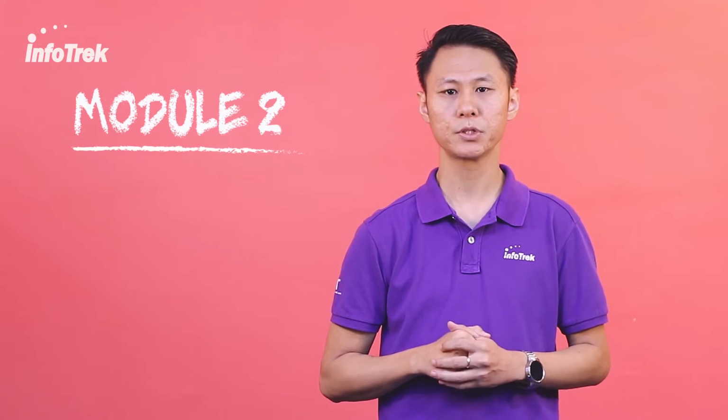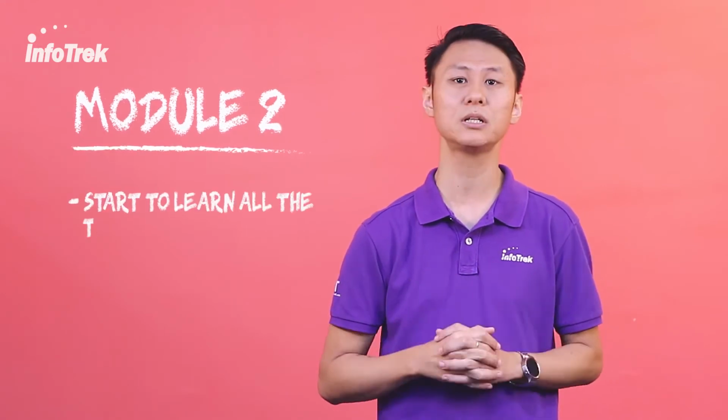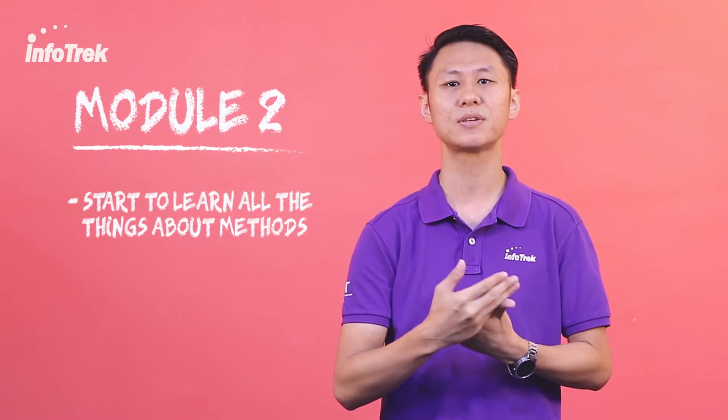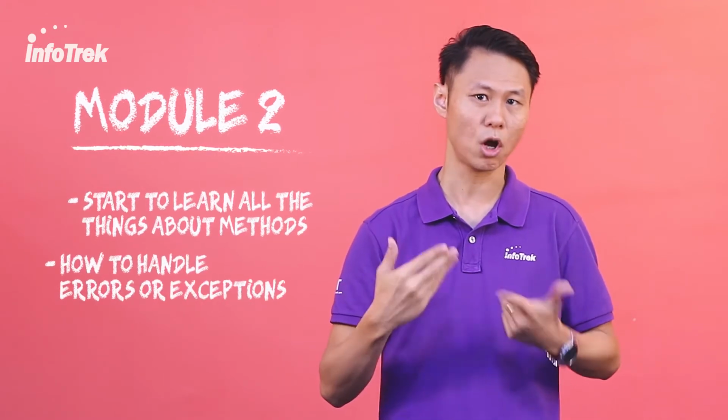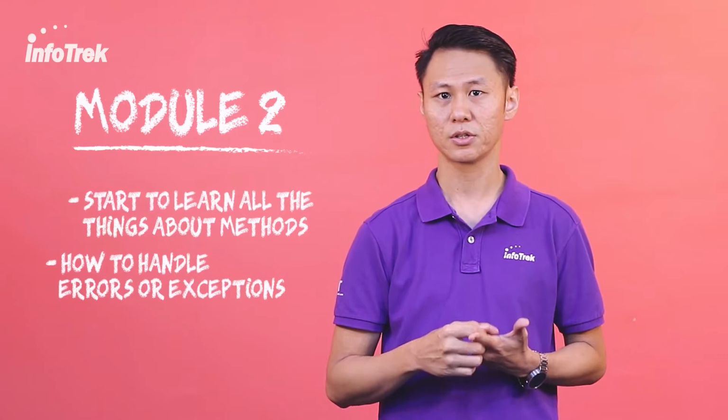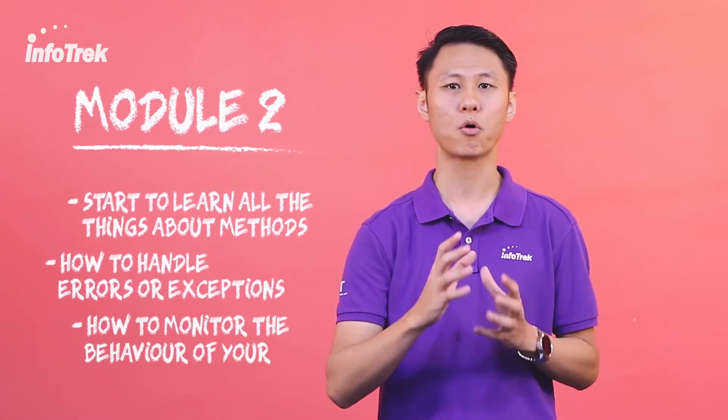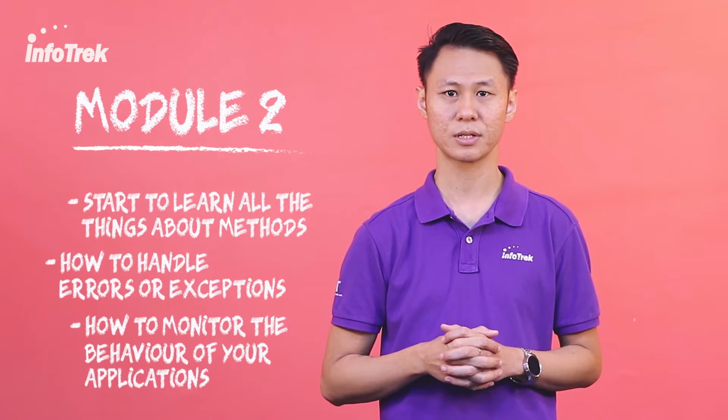Moving on to module 2, you will start out to learn to create methods and how to handle errors, which in .NET today we call exceptions. So handling exceptions, as well as how to monitor the behavior of your applications. In this course, you will learn part by part, starting from module 1, to create a simple application. You will also start to develop as you progress from one module to another. You will slowly enhance the application right up until the last day, day number 5, whereby you have a full-fledged running application.